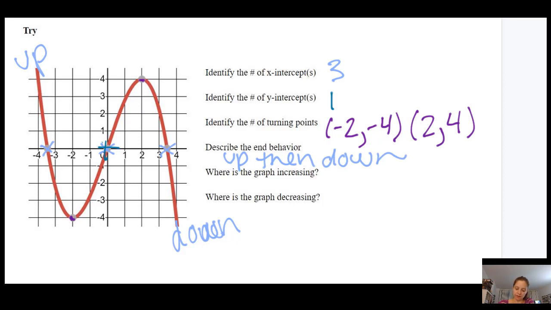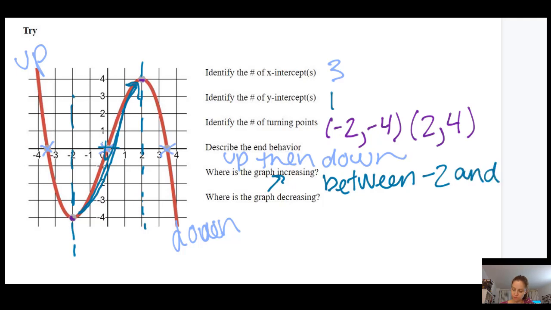So where is the graph increasing? I'm looking for spots where the graph looks like that, and I see here. It's increasing between, so there's many ways to write this, I'm going to put between -2 and 2.